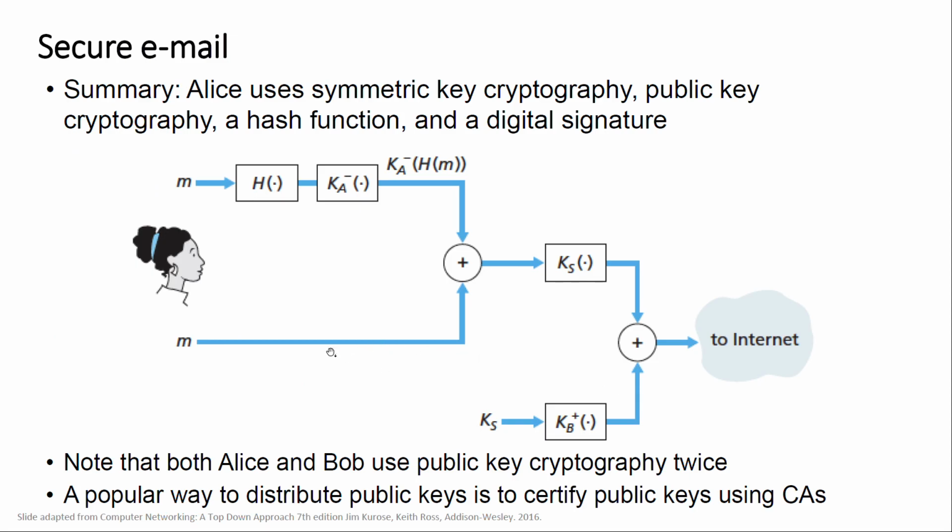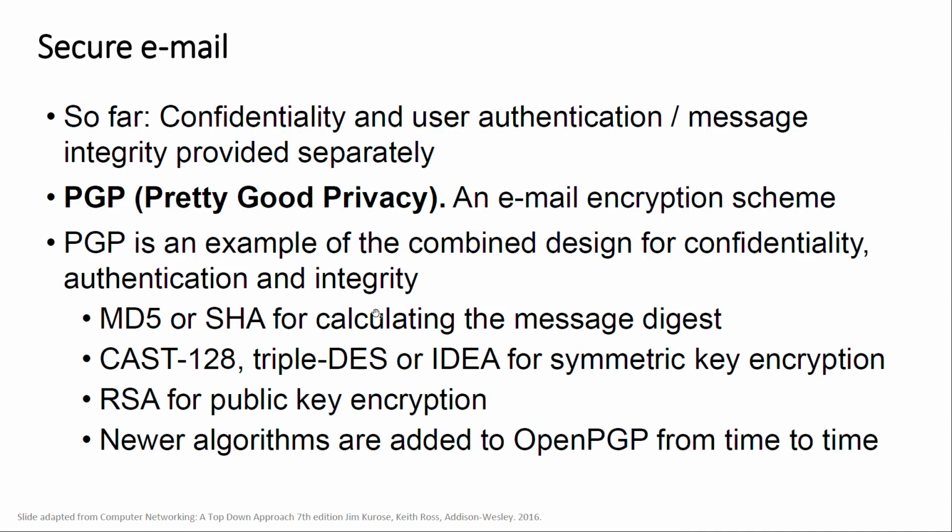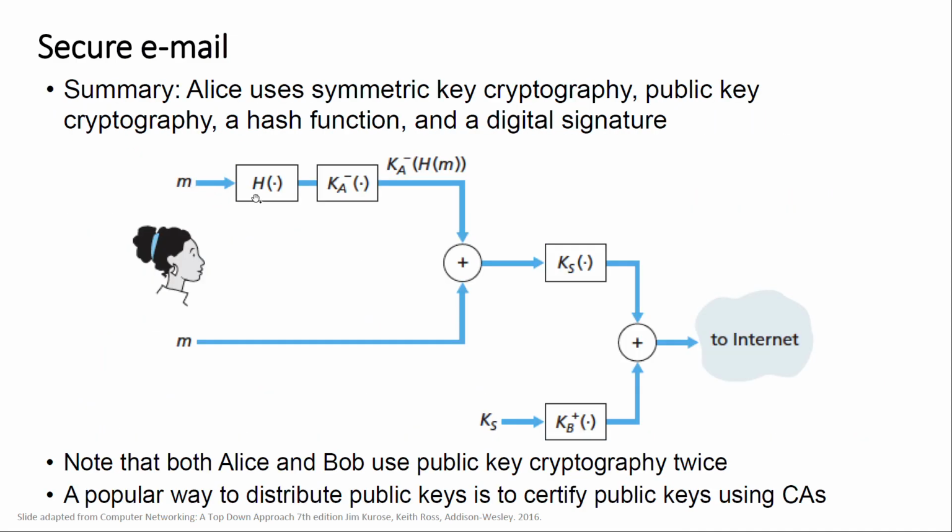So let's look at the picture now. You have the message, and you also have the hash of the message, and she signs this hash with her private key. So now you have the message and the digitally signed hash of this message.